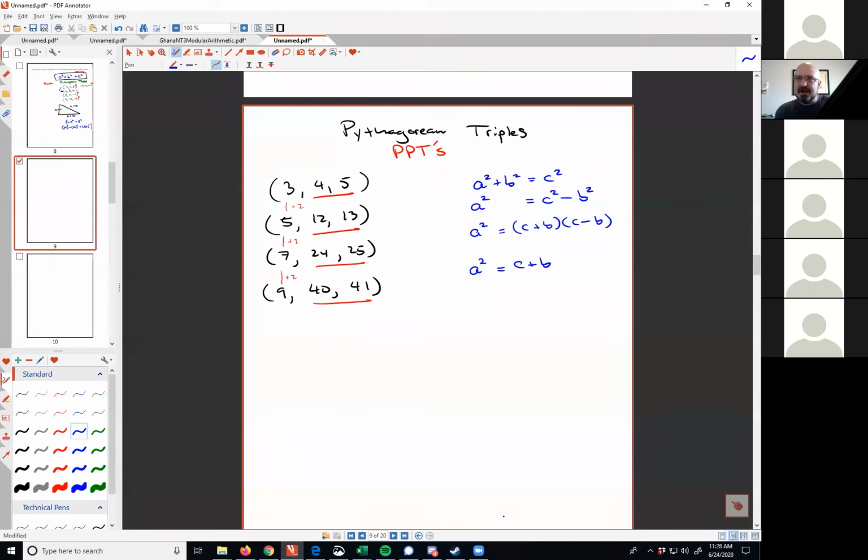9. 9 is 3 squared. What's 12 plus 13? 25. That's 5 squared. That's right. 24 plus 25? 49. So 7 squared. And 40 plus 41? 81. So 9 squared. That's right. Does this pattern continue?